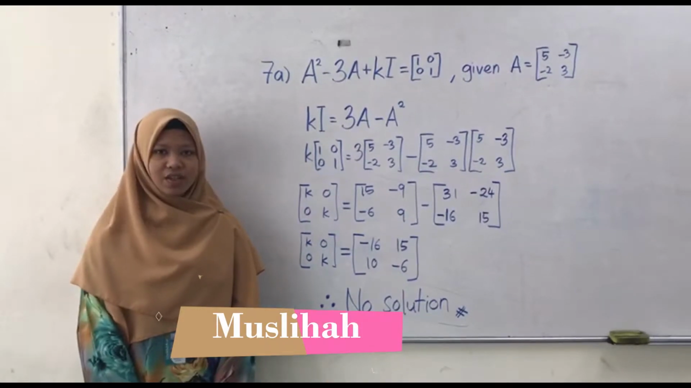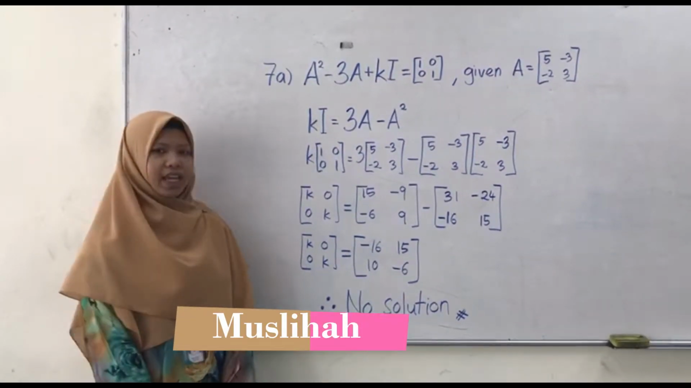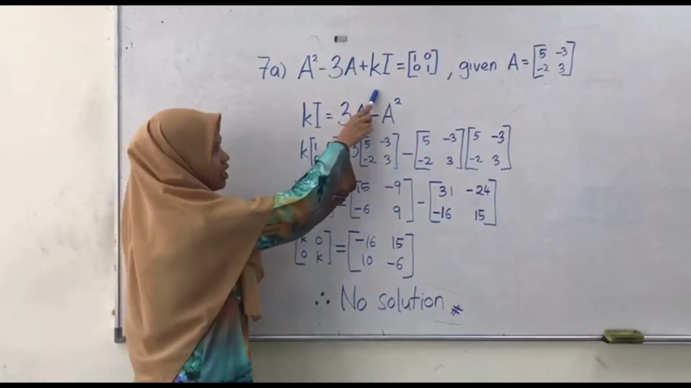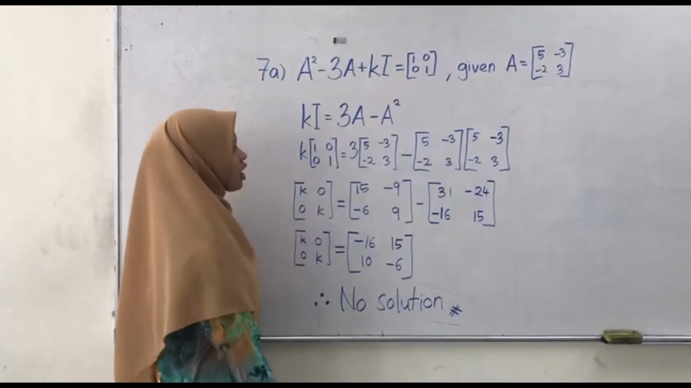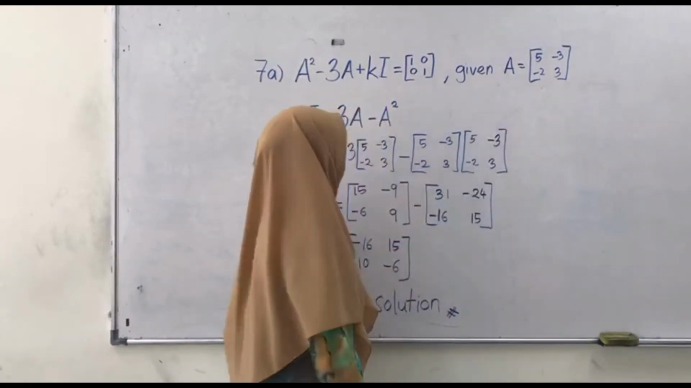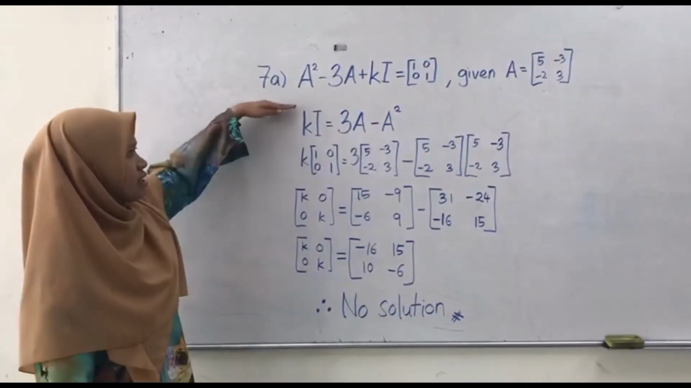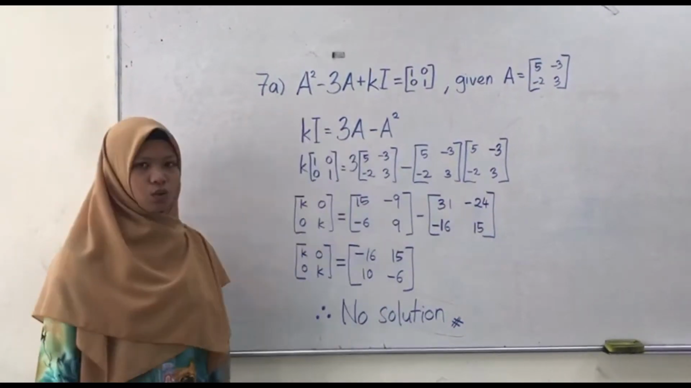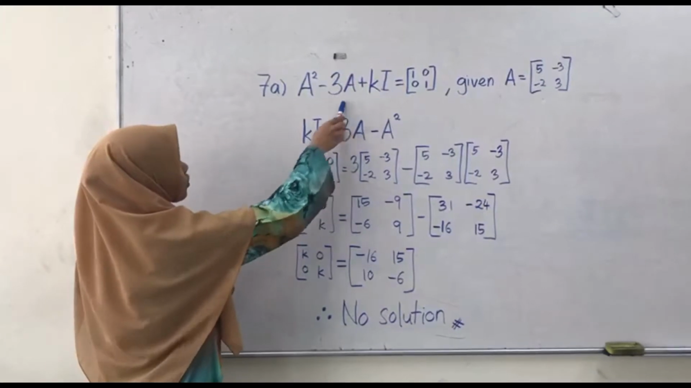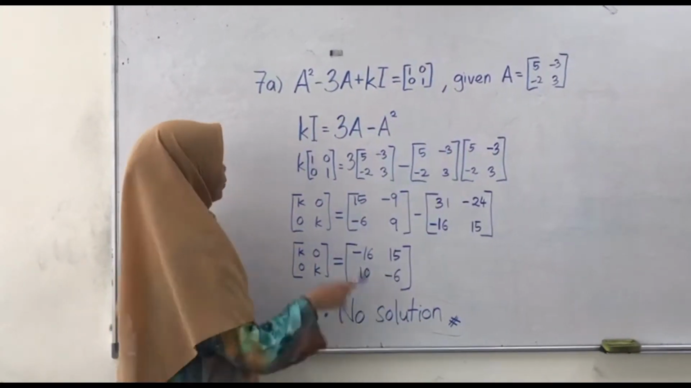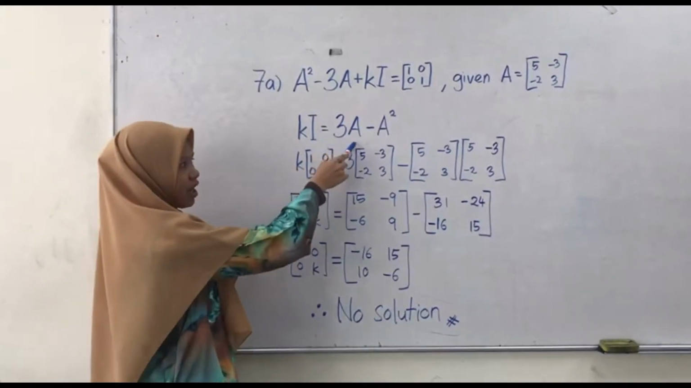Now I'll be solving the question from set B, which is 7a. The question given is A squared minus 3A plus kI equals the identity matrix, given A = [5, -2; -3, 3]. This equation is actually a null matrix, so it must equal 0. Then we move this to the right hand side, so we get kI equals 3A minus A squared.